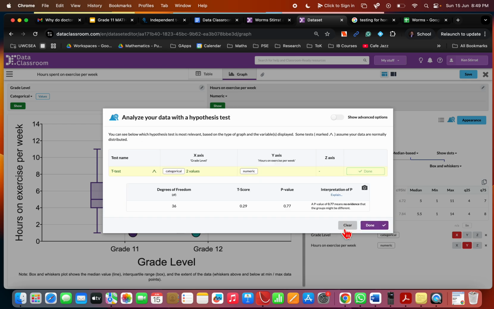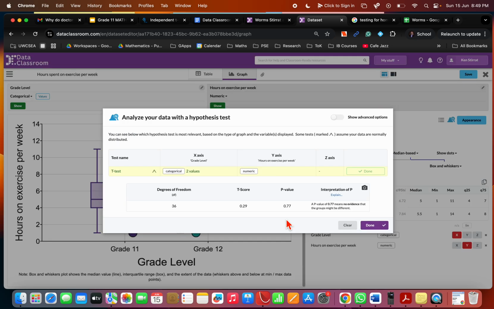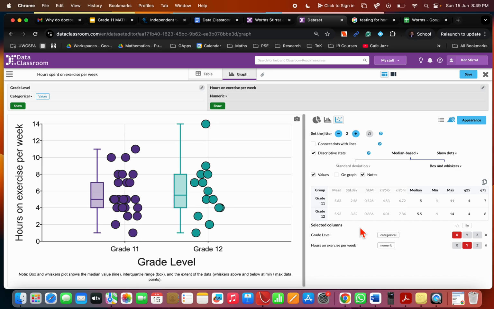So the null hypothesis is that grade level and hours spent on exercise are equal, right? And the p-value is only 0.77. Therefore, there's no evidence that groups are different. Insufficient evidence to reject the null. Therefore, we hold on to the null, and that is that there is no difference in hours spent on exercise between grade 11 and 12, even though in the sample, grade 12 have got a slightly higher mean than grade 11.